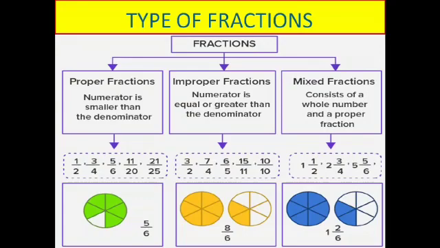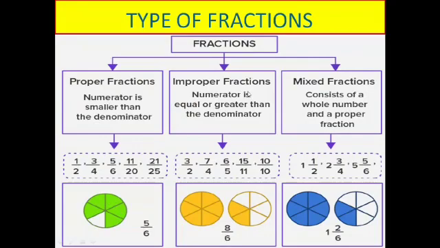Like here, I have a circle where a total of 6 parts are there and 5 parts are shaded. So 5 upon 6 is a proper fraction.